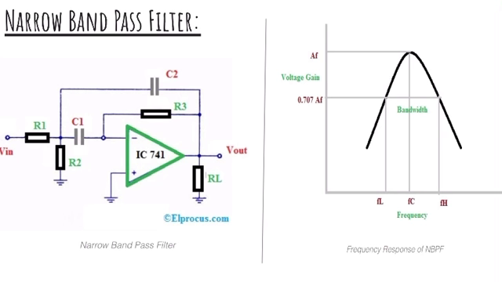Another name for this filter is the multi-feedback filter, and we have the frequency response here. We have a narrow bandwidth, so that is why it is called a narrow bandpass filter. So the frequency response we have shown here is a narrow band.